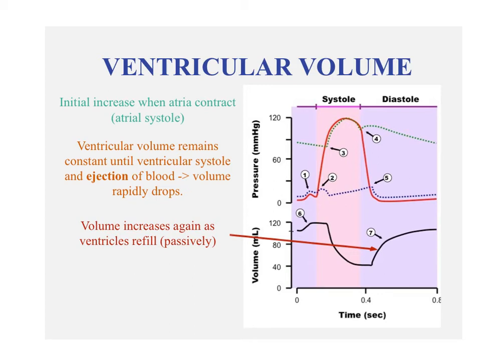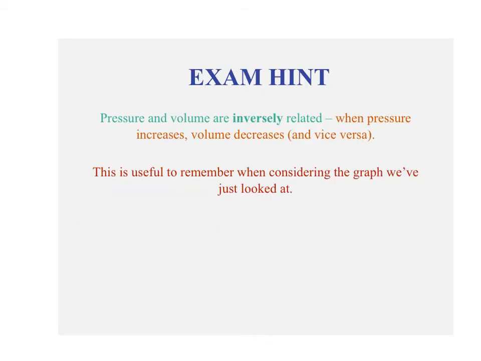we get a slow, passive increase in ventricular volume back to that starting level of about 100-110 millilitres. And here we've got an exam hint just to keep you focused on the relationship between pressure and volume. They're inversely related, so when one increases, the other decreases. For example, if I had 10 millilitres of fluid in a closed egg cup, so I put a lid on an egg cup, that's going to have a higher pressure if I shake it all around than if I put 10 millilitres of water in a big mixing bowl to make a cake in. Okay? Pressure and volume, when pressure increases, volume decreases, and when volume increases, pressure decreases.